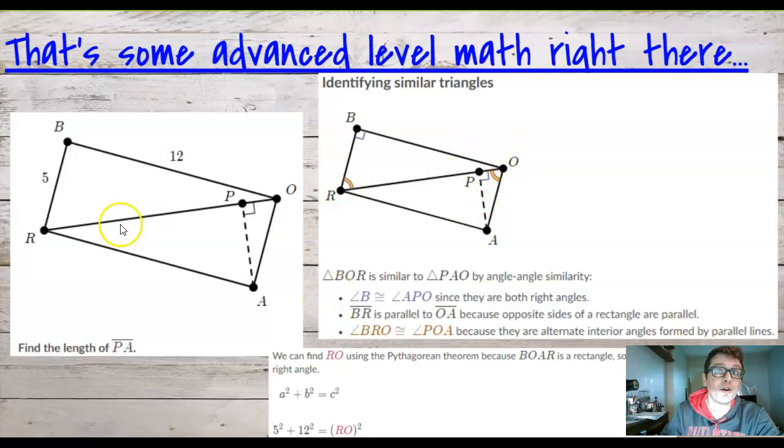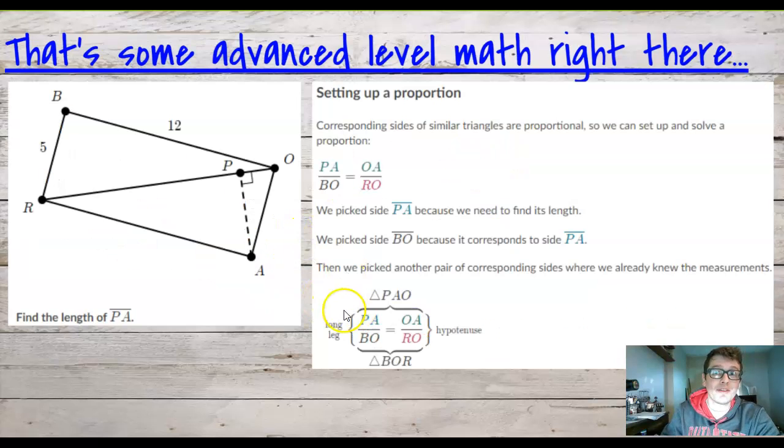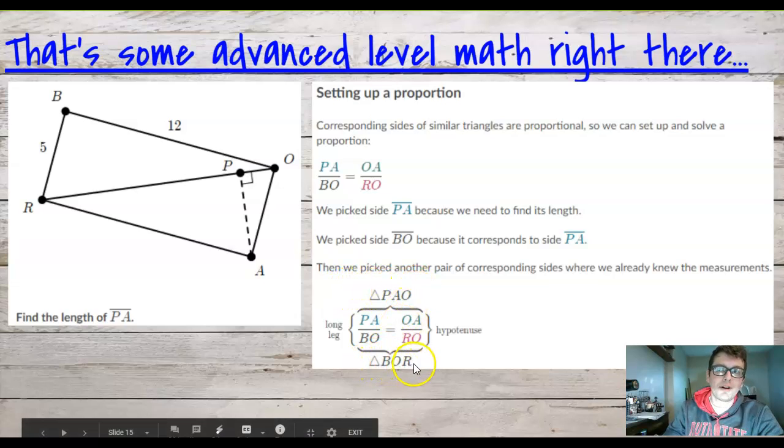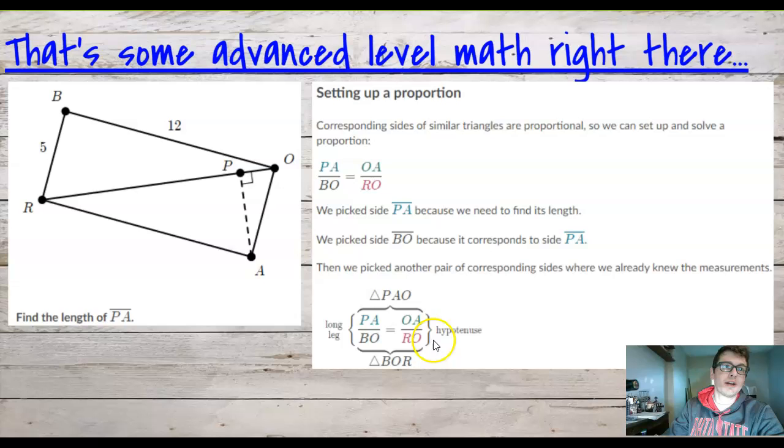From there, we can solve with the Pythagorean theorem, do whatever we want. But what we can also do is set up similar triangle ratios. So relating triangle PAO to triangle BOR, we're allowed to set up new ratios, and this gets into a whole other layer of theorems that we're going to start to apply.